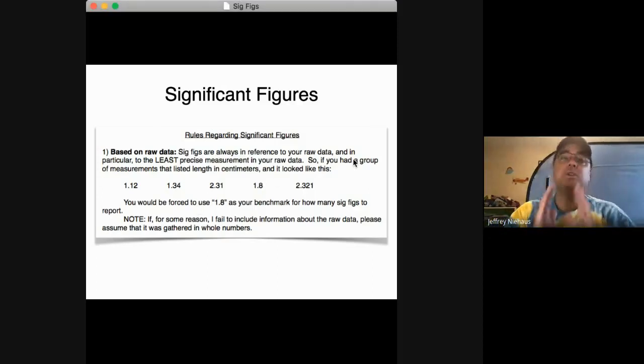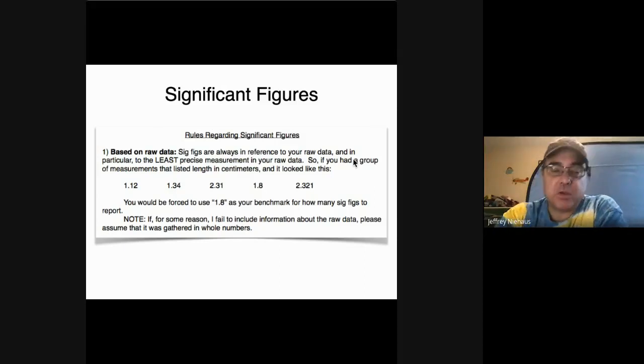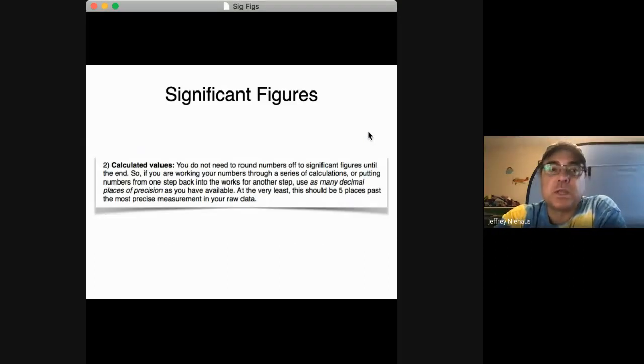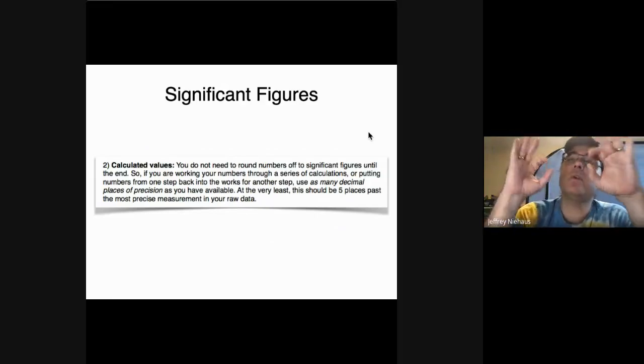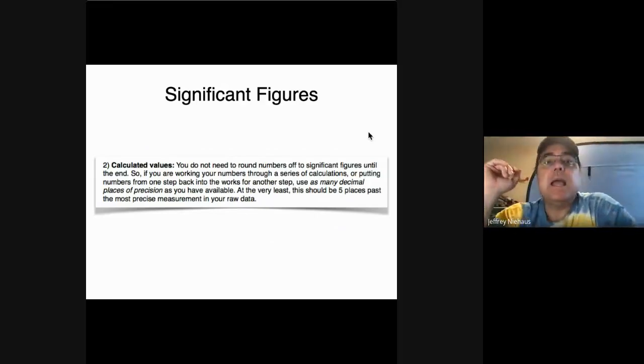All right, once you know what your limiting measurement is, there are some rules to how you use it when you're putting it through the formulas, when you're putting it through the paces. Those rules concern two different expressions of a number that you're working with. One is a calculated value, and the other is a reported value.